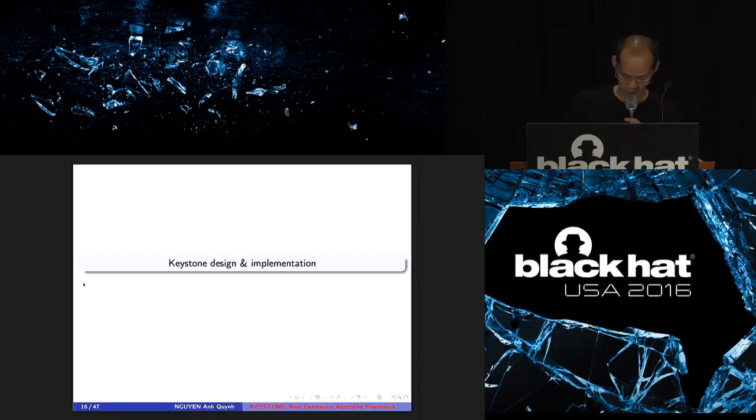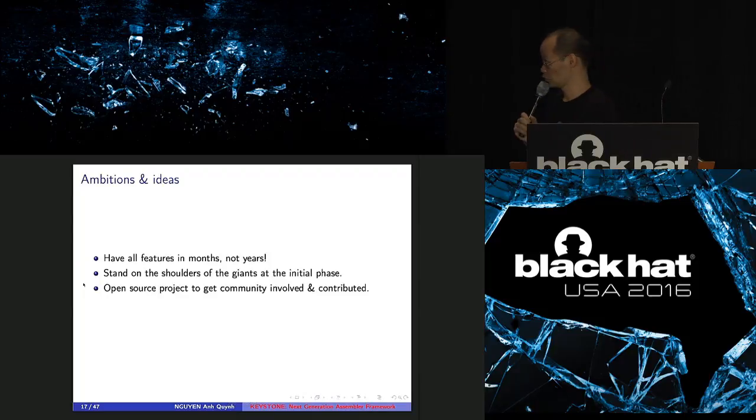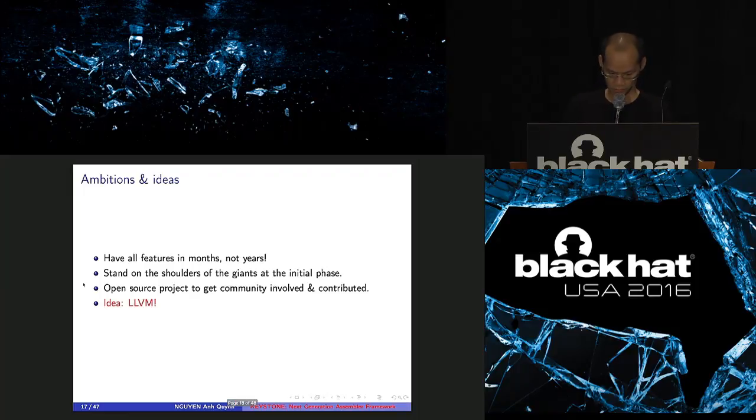So how did I make it? I want to finish this project in a few months. Actually, I did that in 2 months. I don't want to take years to work on this. So it's always best to stand on the shoulders of giants in the first place, with an open source project for the community to get involved and contribute. So the idea is to fork LLVM. Keystone is based on LLVM.